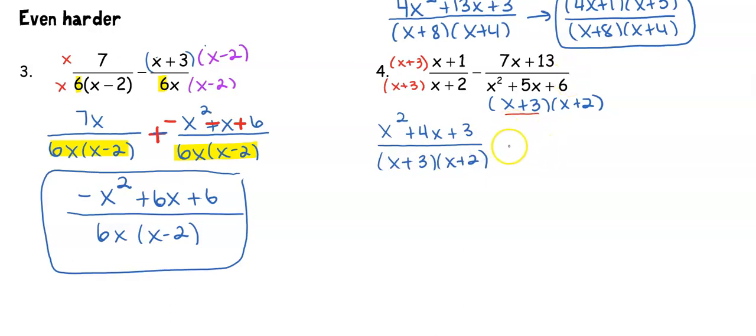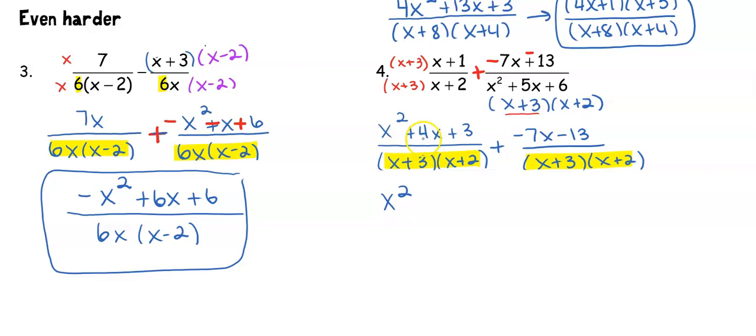Here, we aren't changing the second piece because we already had everything. So I'm going to change that minus to a plus and distribute my negative. So this is a negative 7x and a negative 13. Once we have that common denominator, we can go ahead and combine our numerators together. That gives us x squared, 4 minus 7 is a negative 3x, 3 minus 13 is a negative 10, all over x plus 3 and x plus 2.